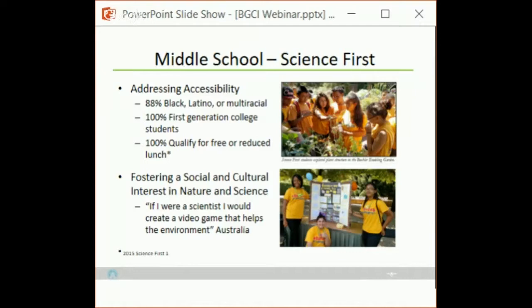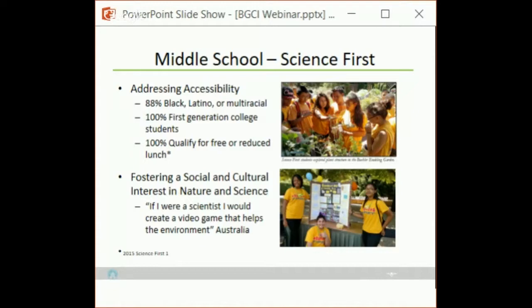So in Science First, we provide experiences that are primarily designed to foster an interest in science and welcome these students into a supportive community. The Science First program is not designed to be highly academic. It is science enrichment, they get science education, but the really important part is that they get excited about science, and they feel comfortable in the community here at the garden.